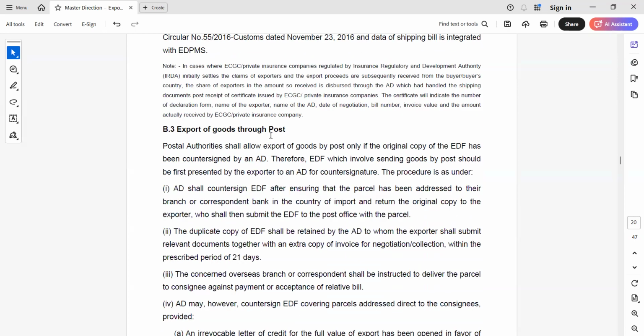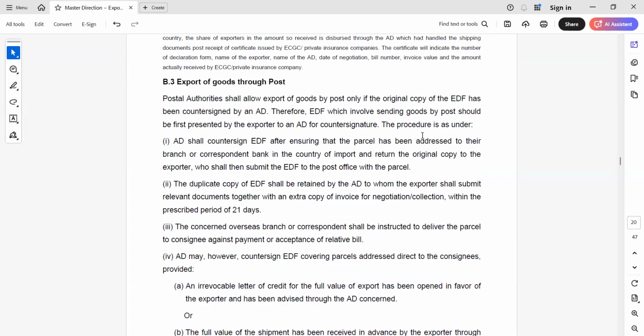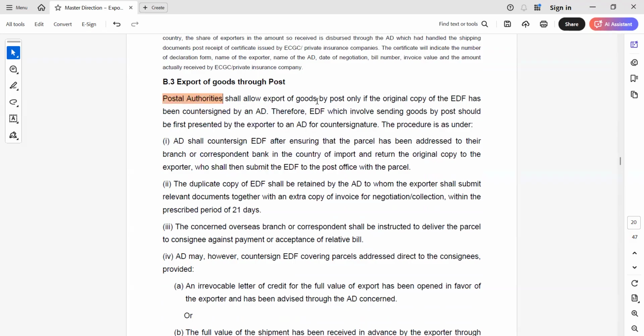Export of goods through post. So from post also the goods can be exported, like some small articles. Okay, so everywhere the same things will be followed. So the postal authority shall allow the exporter to export the goods by post only if the original copy of EDF has been countersigned by the AD. So if they are doing it from courier, firstly they have to get the EDF generated from customs, and then the bank also has to countersign.